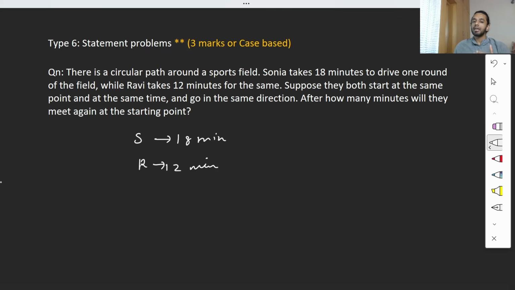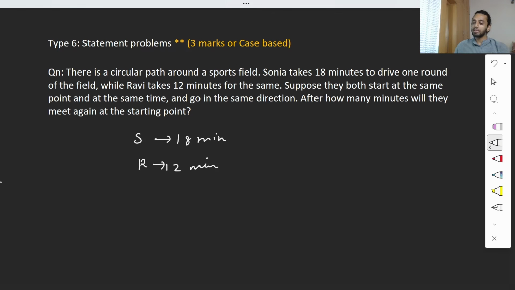Because Ravi takes less time, he is running faster. Sonia takes more time, she runs slower. But at some point, they'll meet at the starting point. When is this, is the question. Now, when it comes to approaching numericals, that is statement problems, usually the hint that some of us might assume is maximum or minimum. Such keywords will equate to finding out whether it's HCF or LCM. That is true to an extent.